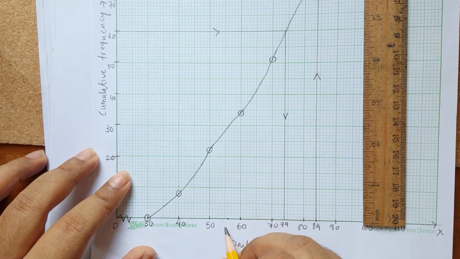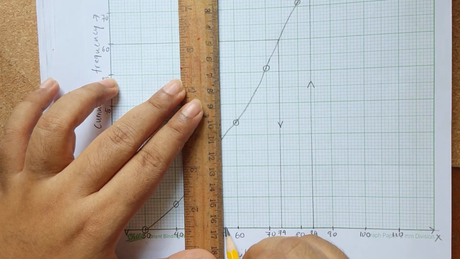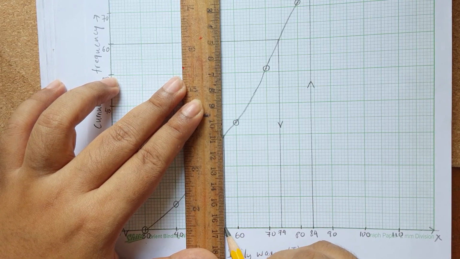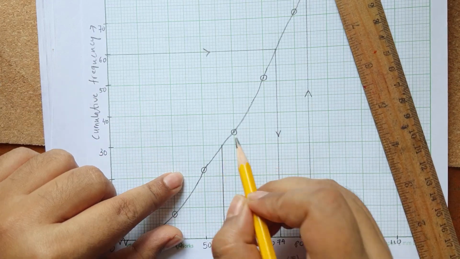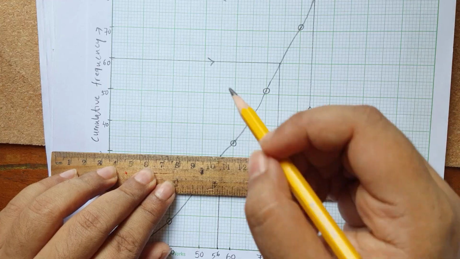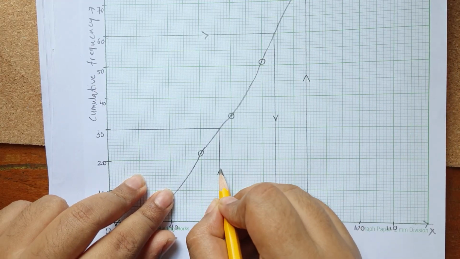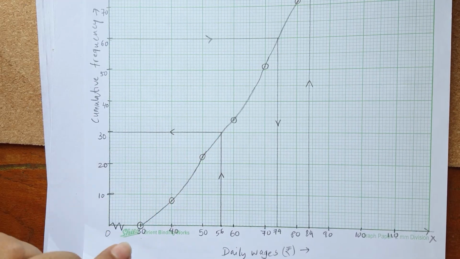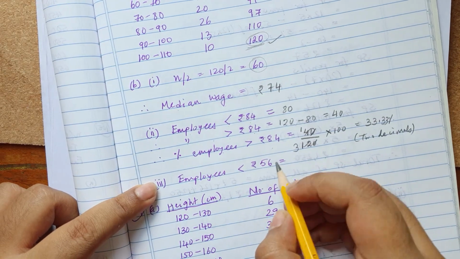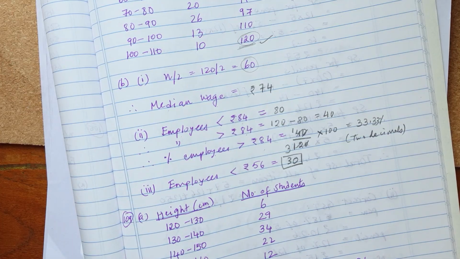So 56 is here. Then I have to check the cumulative frequency corresponding to 56. So I'll draw my line. It cuts the curve somewhere here. So it's approximately over here, corresponding to CF value of 30. I'll draw an arrow mark here, and therefore I will say that corresponding to 56 rupees, there are 30 employees who are getting less than 56 rupees.